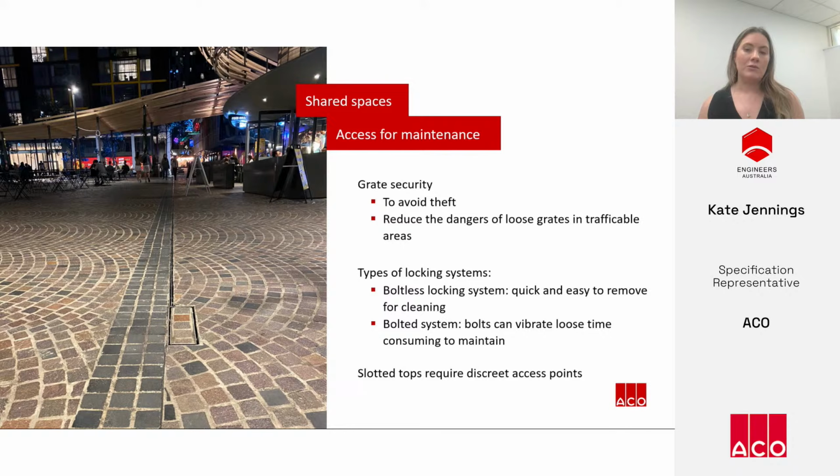The other option is to use bolted grates, but the risk is that bolts could vibrate loose during service. It's also quite common to see bolts removed during maintenance but not actually put back in place. Slot drains, like the image on screen, are often favoured in shared spaces because landscape architects like the discrete kind of drainage methodology. These also require inobtrusive access points to help preserve the visual continuity of the pavement but give access to the pipework. These access points should be installed at the start and end of every run and every 20 metres or so throughout for maintenance.